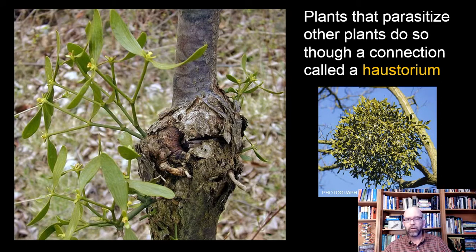Well, in order to be a parasite on another vascular plant, they create a connection called a haustoria or haustorium. And this is what you're looking at right here. This sort of looks like a cancerous growth on this tree. All right, on this tree, it's got this extra growth, and that is stimulated by this particular plant right here.